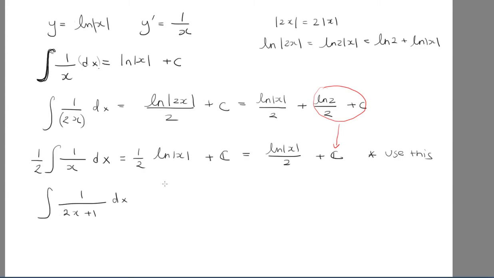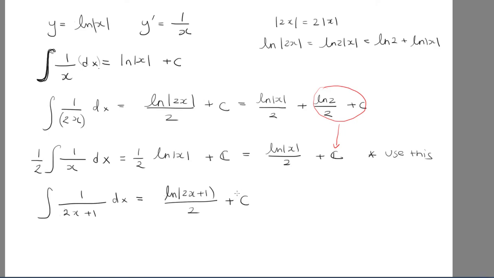Okay, so it's 2x plus 1. In this case, we can't do it like the one we did here. You can't take the 2 out of it, because this 1 here does not have 2 as its factor. You see? So this 2 cannot come out of it. So in this case, you have to do ln absolute value of 2x plus 1 over 2 plus c. So that's fine.